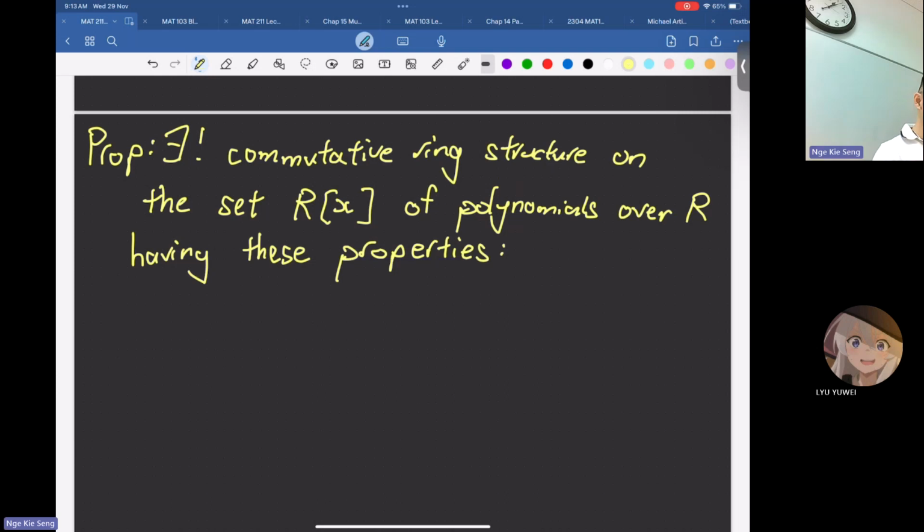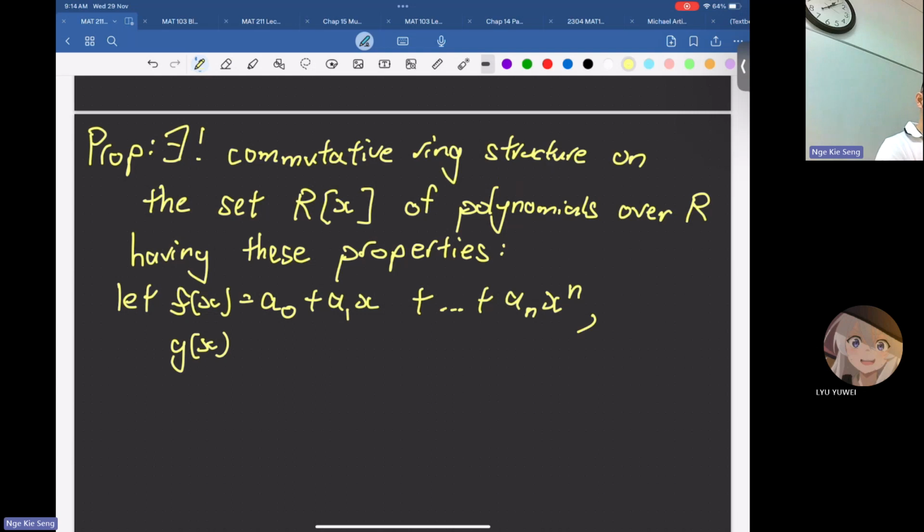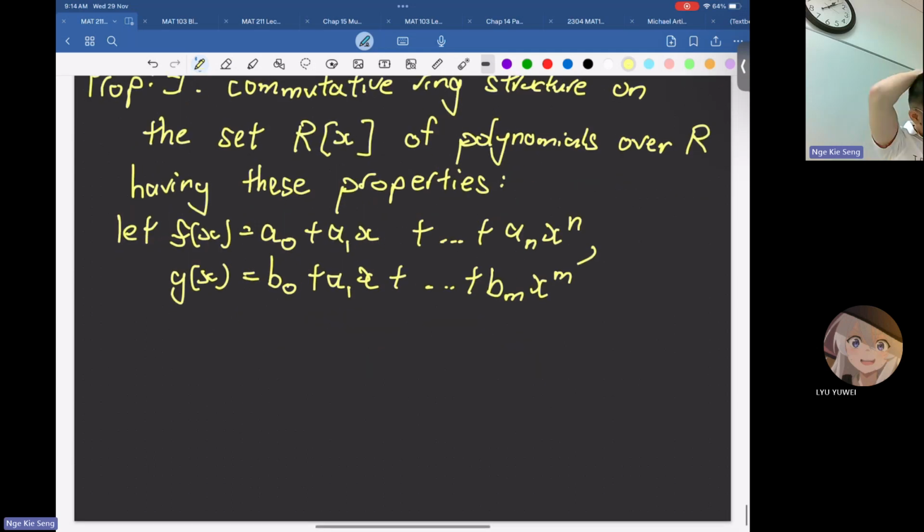To do this, we need to take two generic, arbitrary polynomials. So you need to write down any two polynomials that fit into this shape. These two polynomials might not have the same degree, but we can add them together. Let's say here we stop at n. So how do we add them? Any idea how we add them?